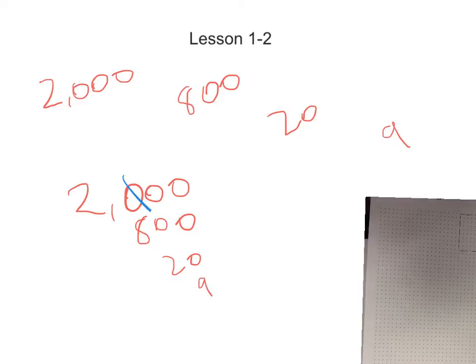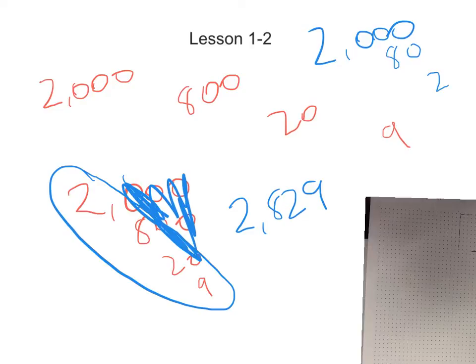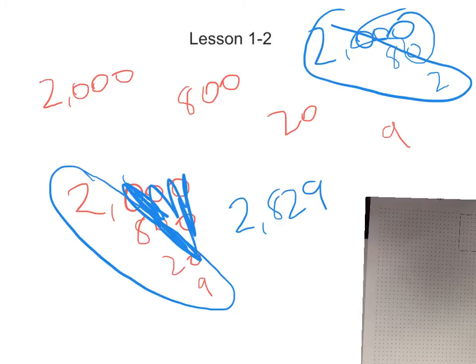Remember, what you could do is scribble out, ignore all those zeros, and just make it 2,829. But I don't want you to think that every time you see zeros, you just erase all the zeros. Because if you had no thousands here, and then you just had 80 and 2, and you scribbled all this out, you would think, oh, it's 2,000 or 282. But really what you're scribbling out is the zeros in each of the numbers.